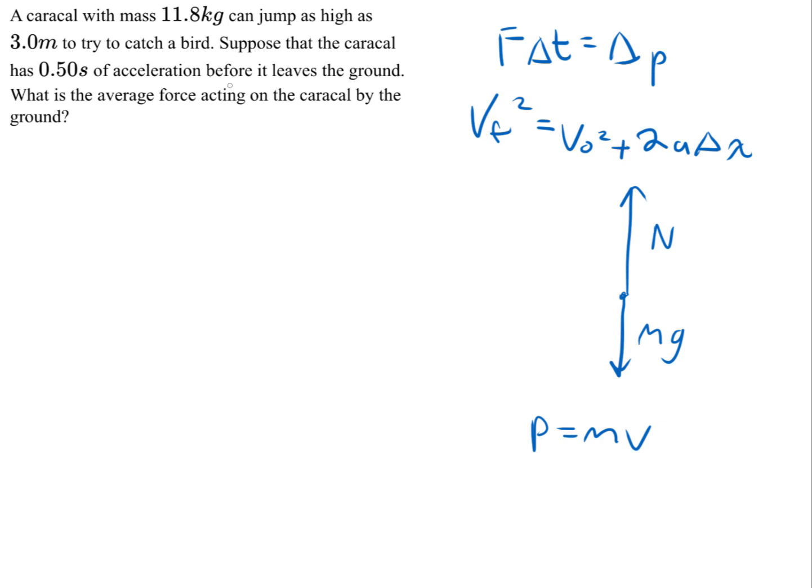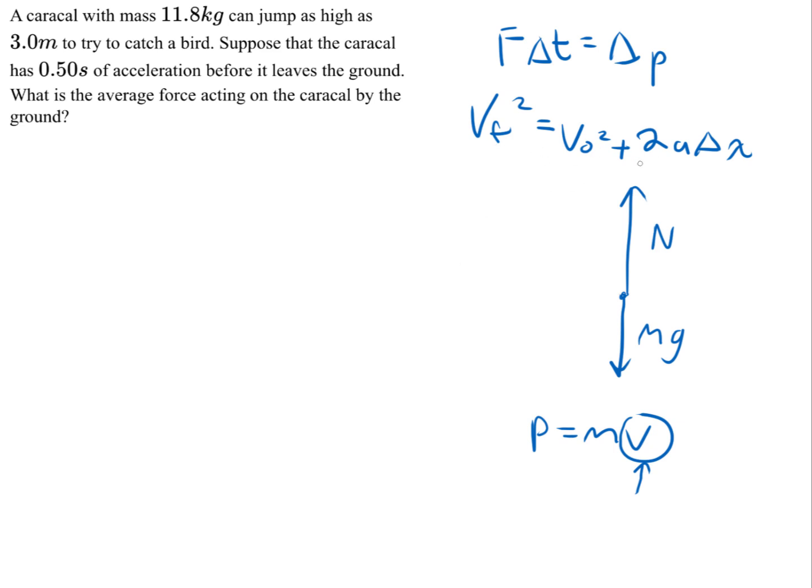And here is a free body diagram. This one shows the normal force and the force of gravity. Those are the only two forces acting on the caracal during its jump. So to find the change in momentum, we first need to find its velocity, since the momentum is mass times velocity. And we do not know the velocity as it leaves the ground.